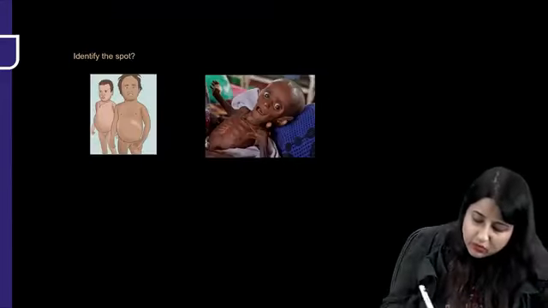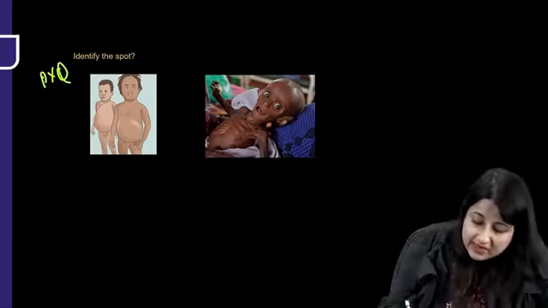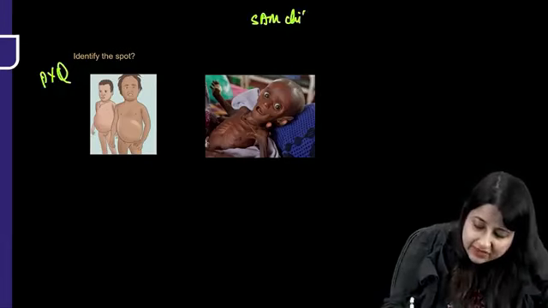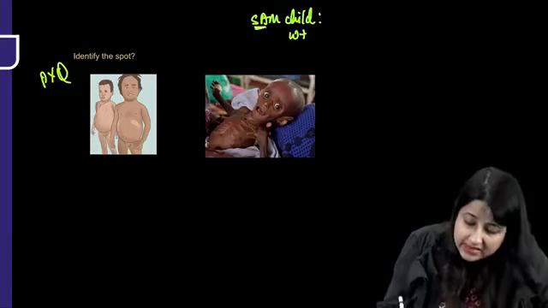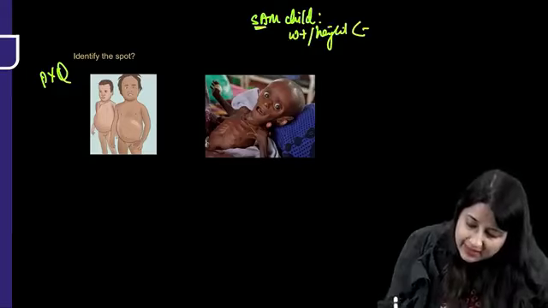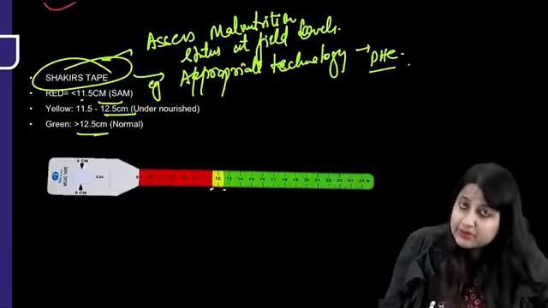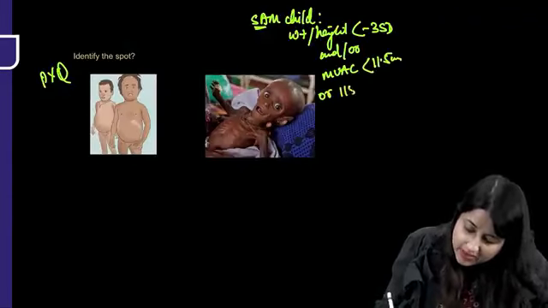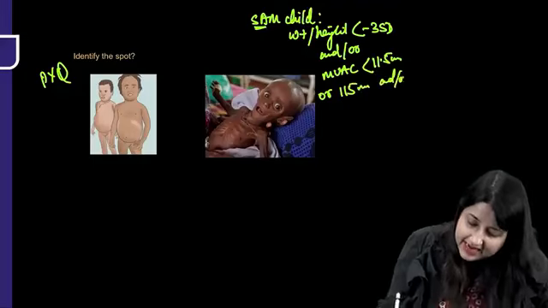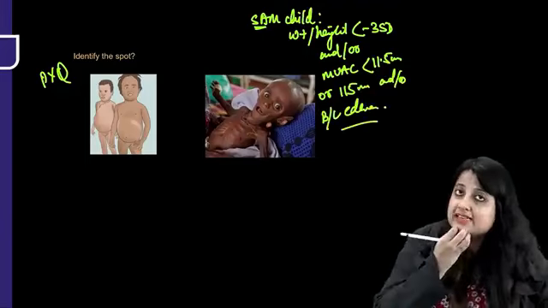Now always remember, what are these images? They are very, very famous PYQ. These are manifestations of a SAM child. Now when do you call someone a SAM child? Severe acute malnutrition child. Like we said, you have to take acute. So weight for height is below -3 SD, and or mid upper arm circumference less than 11.5 centimeters or 115 millimeters, and or bilateral edema. We will call it a SAM child.